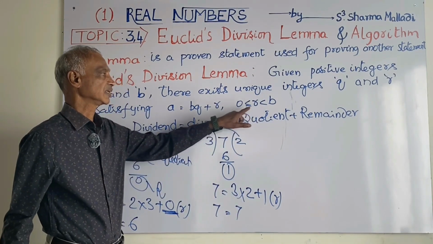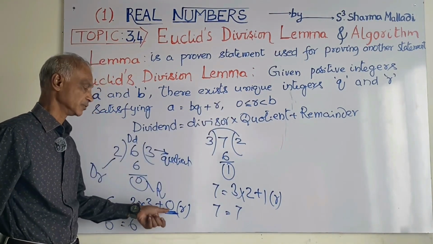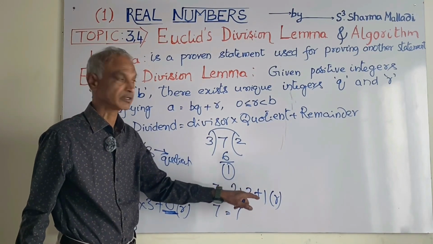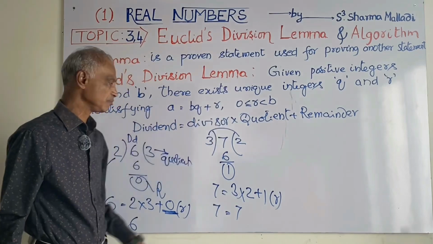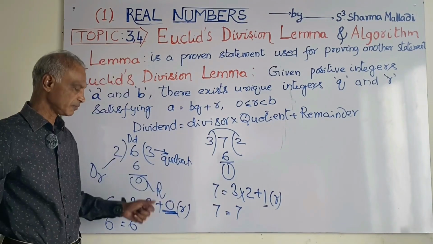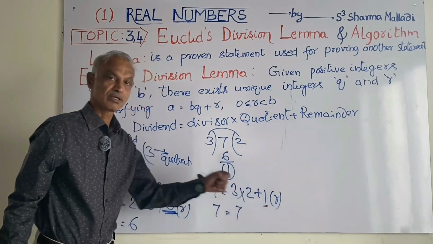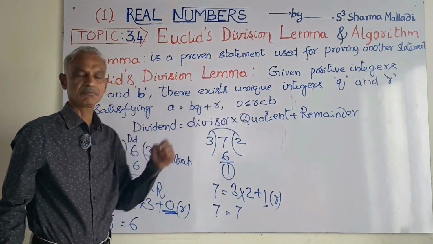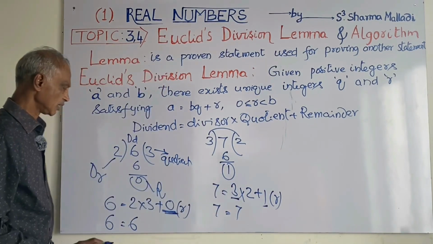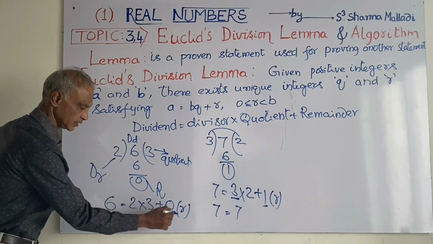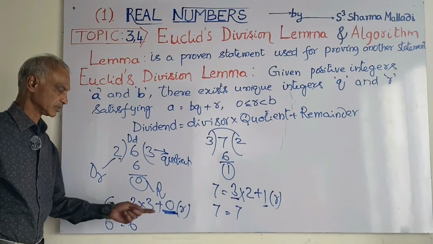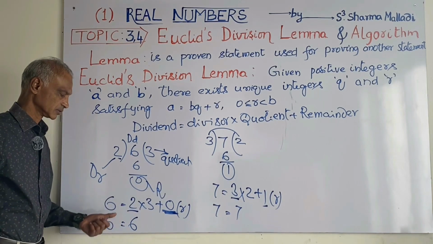Remainder is greater than or equal to 0. Here it is 0, here it is greater than 0. Means 1 is greater than 0, but less than b. What is b here? See, b is divisor. Remainder is greater than or equal to 0 but less than b. b means divisor. What is divisor here? 3 is the divisor. Here also you see, remainder is 0, and it is less than the divisor 2. The 0 is less than 2.